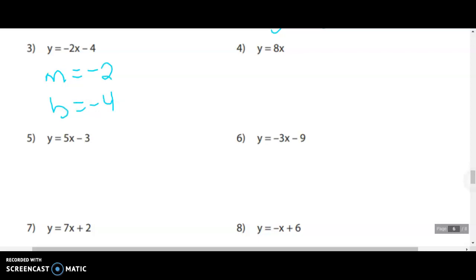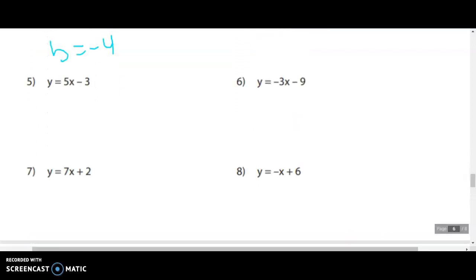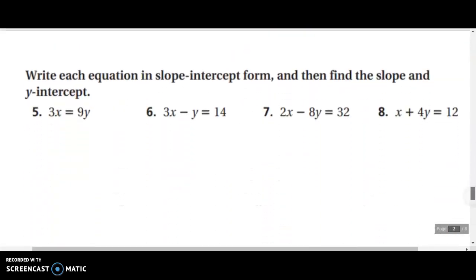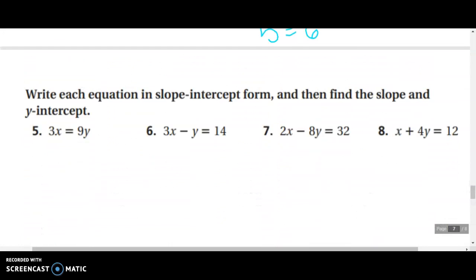All right, I'm going to skip ahead a little bit just because I want to show you this one right here. Number 8, this last one. Here we have a slope of negative 1 and a y-intercept of 6. Okay? And then finally, I wanted to just go through and talk to you a little bit more about putting it into slope-intercept form. Here we want to solve for y, so we divide both sides by 9, and we get 1/3, that's just 3 over 9 reduced, x equals y, or y equals 1/3 x. This has a slope of 1/3 and a y-intercept of 0, meaning it passes through the origin.